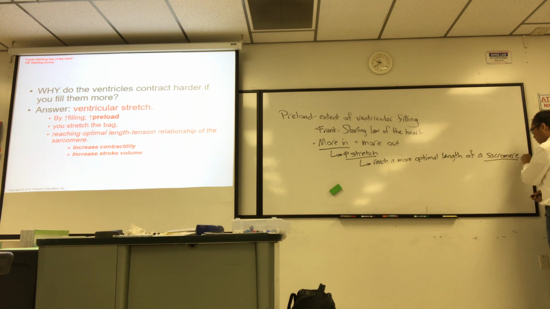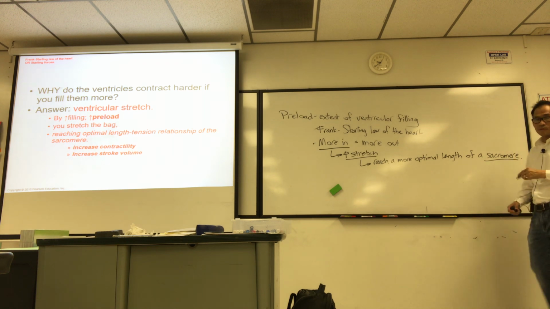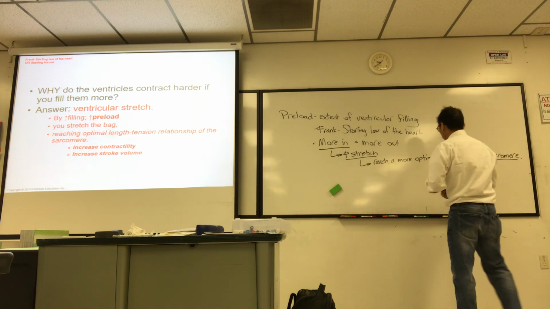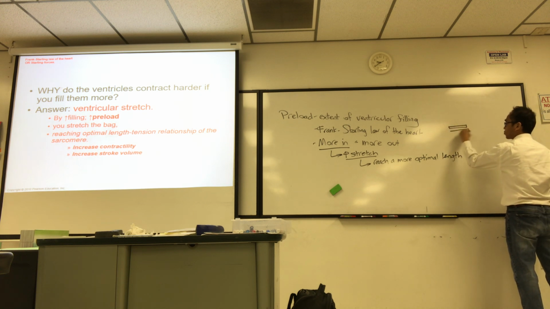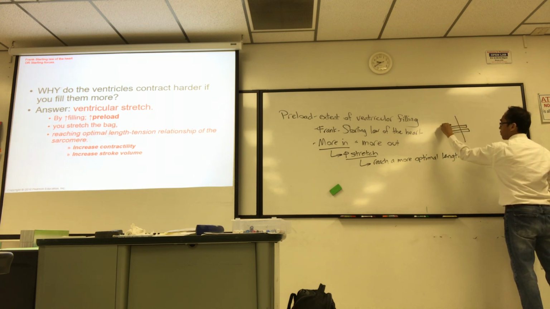Now, if you forgot sarcomere, that is the smallest functional unit of muscle, or I should say the smallest structural unit of muscle. So you're going all the way down to the cell level with the sarcomere. Okay, so you remember how you had the thick filament, like I drew earlier, and then you have the thin filaments that overlap.